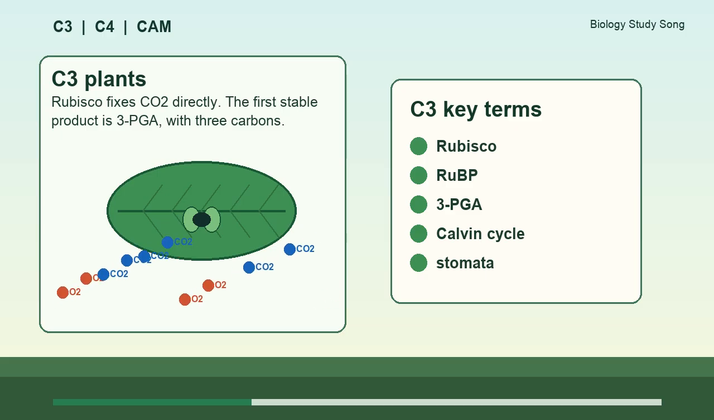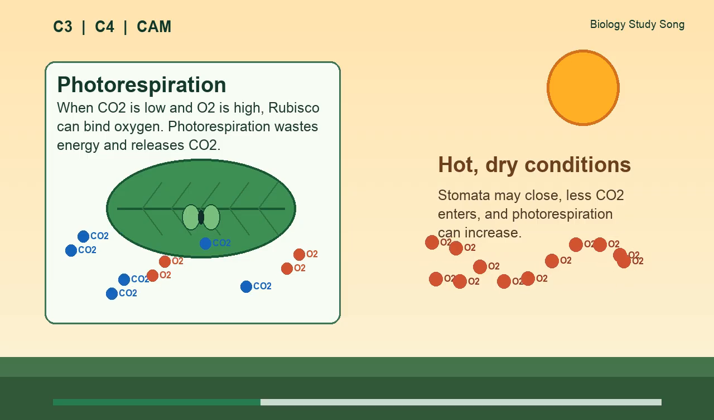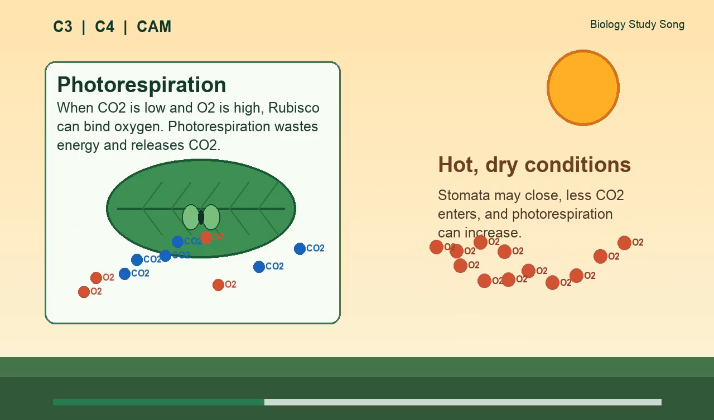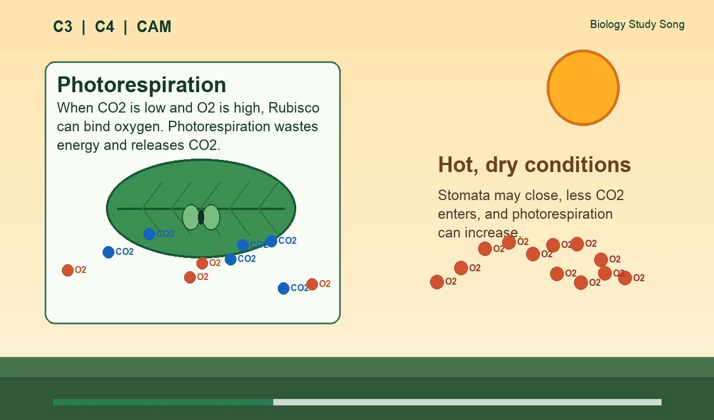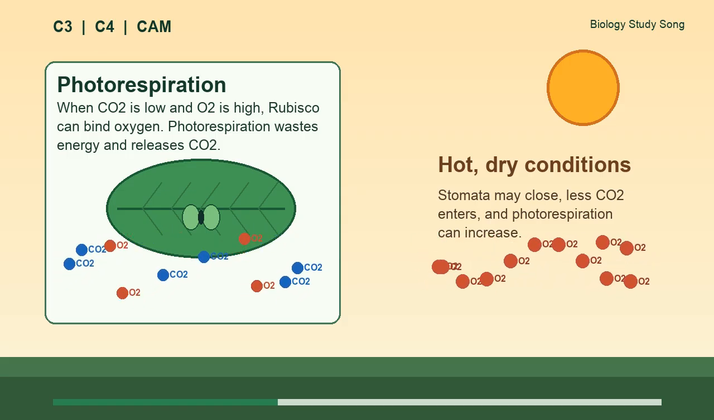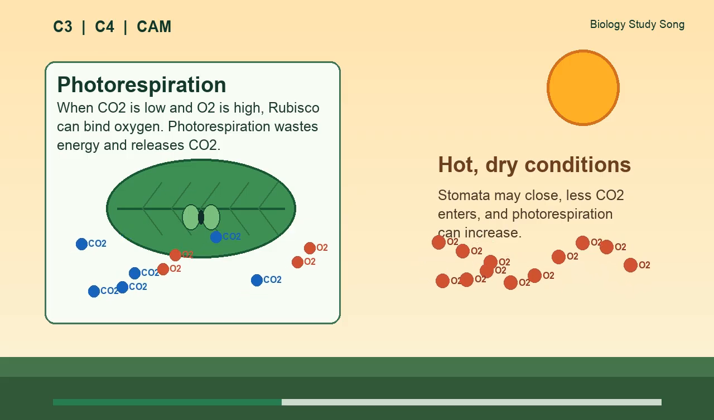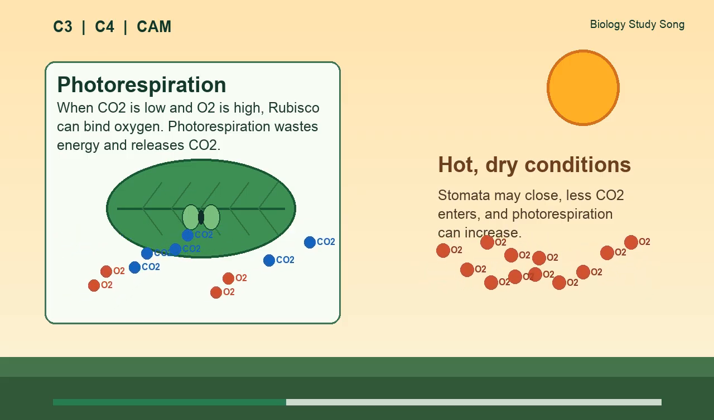C4 plants reduce photorespiration by separating steps in different cells. Carbon dioxide is first fixed in mesophyll cells by an enzyme called PEP carboxylase. PEP carboxylase forms a 4-carbon compound, often carried as malate.